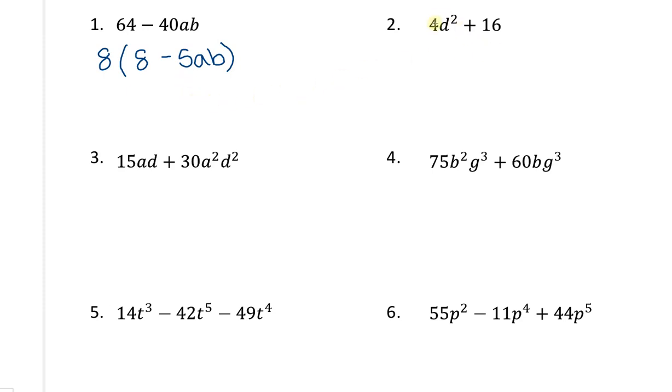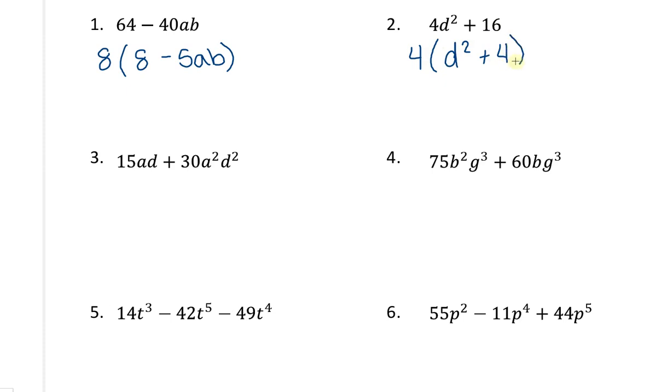Number 2. Start with our coefficients, 4 and 16. The greatest common factor is 4. And then our first term we have a variable, our second term we do not. So let's go on and divide it out. 4 divided by 4 is 1. We're still left with d squared. 16 divided by 4 is 4.